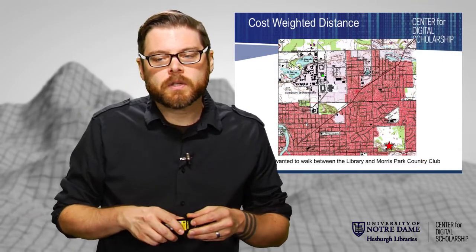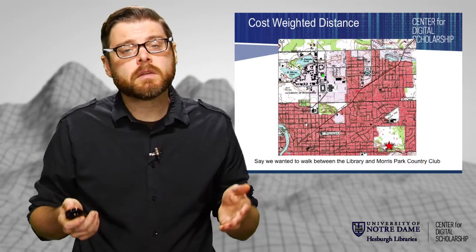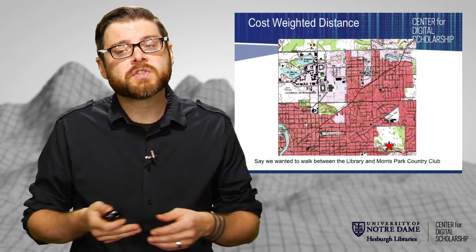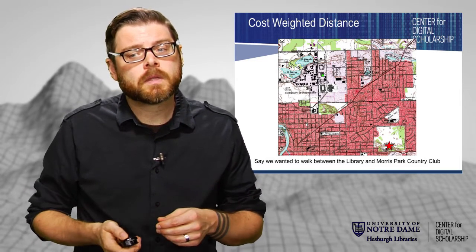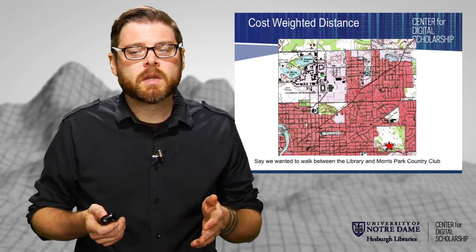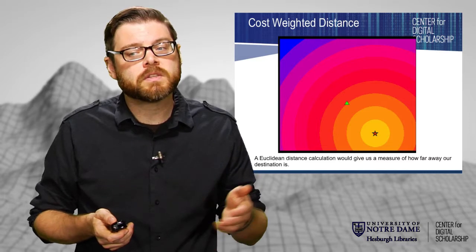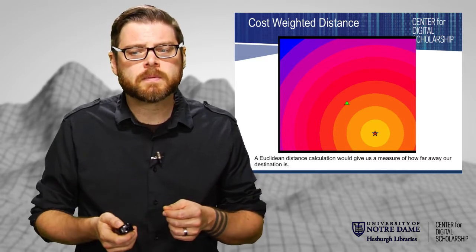So let's look at an example here. Say we wanted to walk between the University of Notre Dame's library and a park that's just a little bit outside of campus here. So we have a map sort of showing these. It would look like the straight line distance, if we calculated Euclidean distance, would be relatively short and pretty easy to pass.